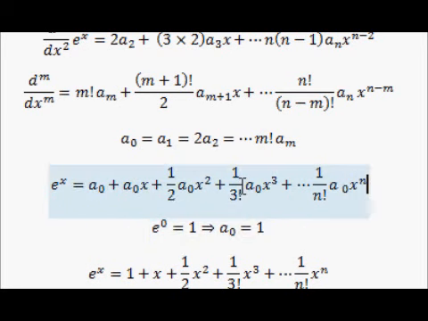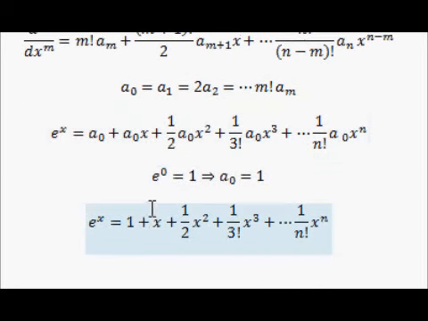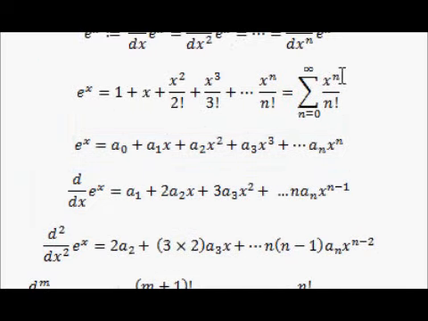So then, taking that into account, since a0 is equal to 1, we can just substitute a0 for 1. So we've got 1 plus 1 times x, so x, plus half times x squared, so half x squared, and so on and so on. So we've written e to the x as an infinite series, this here. So the sum from n equals 0 to infinity of x to the power n over n factorial.